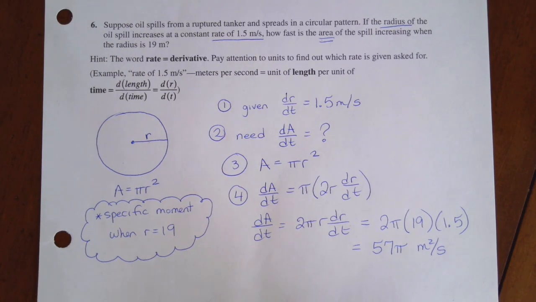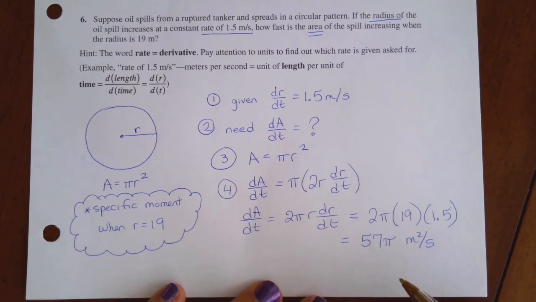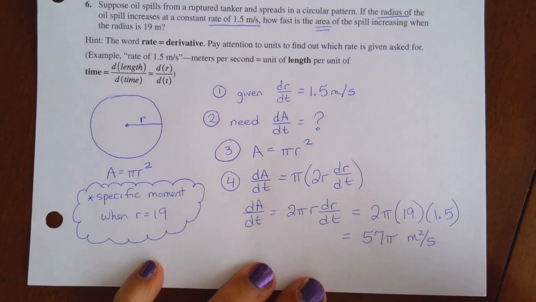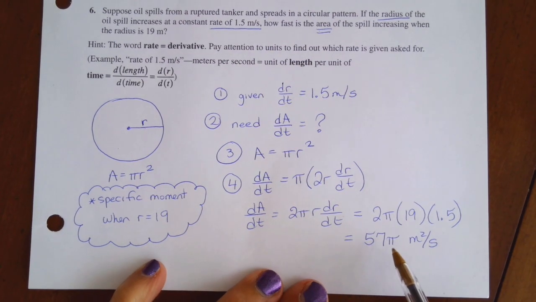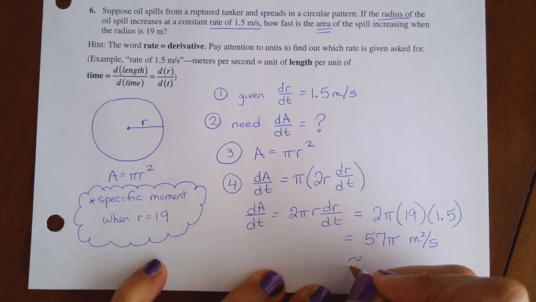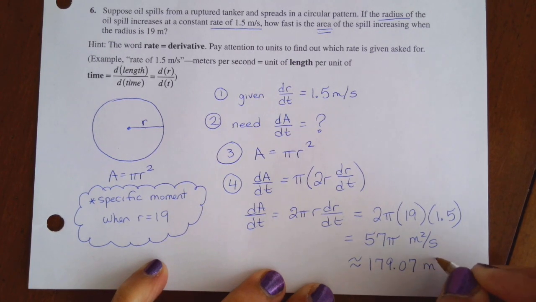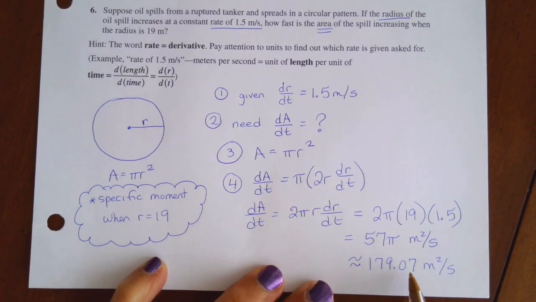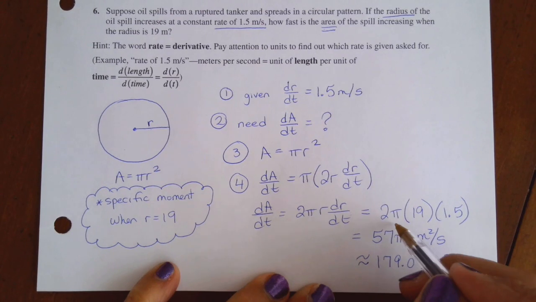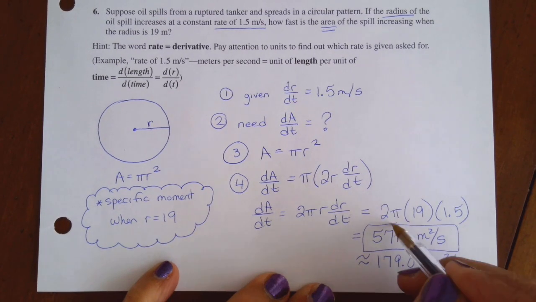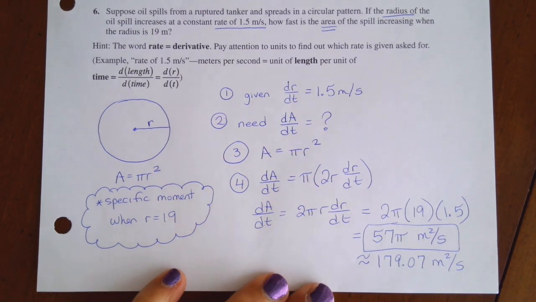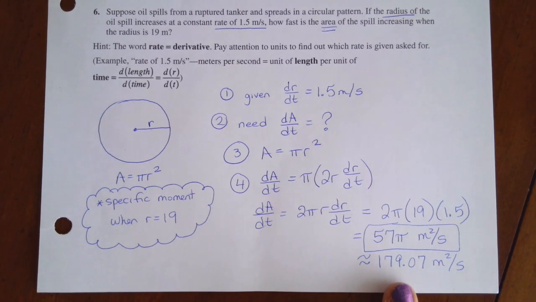So this is a perfectly fine answer for WebWork. It's actually probably the better answer, because remember, you don't want to round too much. But you could multiply 57 times pi. I'm just going to put approximately 179.07, because I'm pretty sure if I put that in WebWork, it's going to say I rounded too much. This is exact, so that would be better. But you can always do the decimal. Just remember not to round it too much.